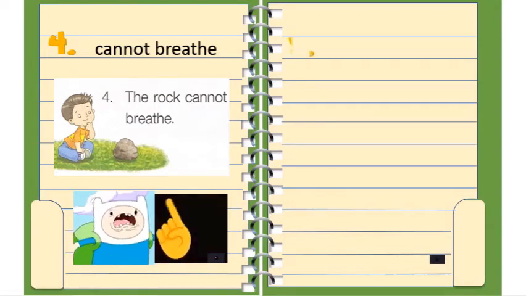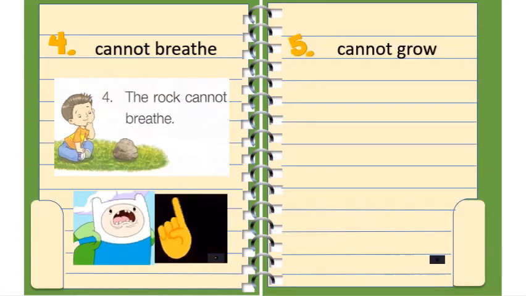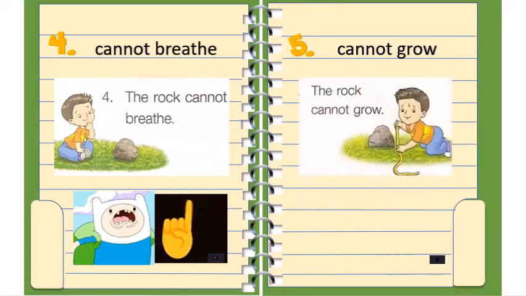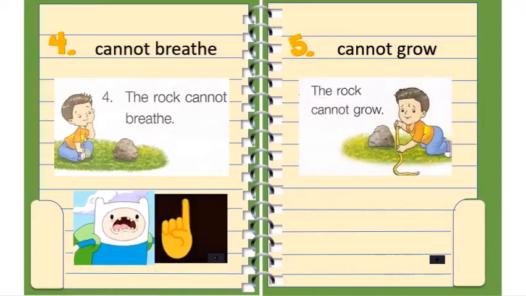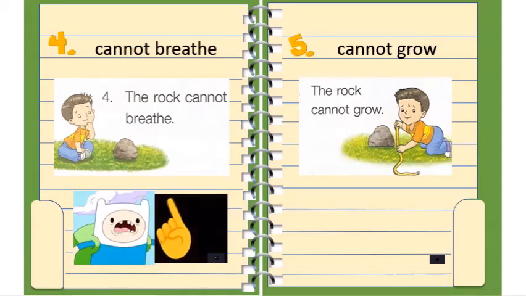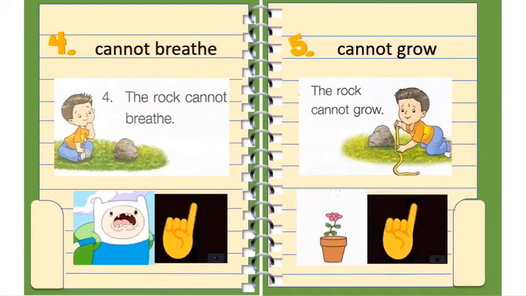Number 5, cannot grow. Look at the picture. The boy is trying to measure the height of the rock. And he's wondering, why doesn't the rock grow? Why? Because the rock cannot grow, because they are non-living things.